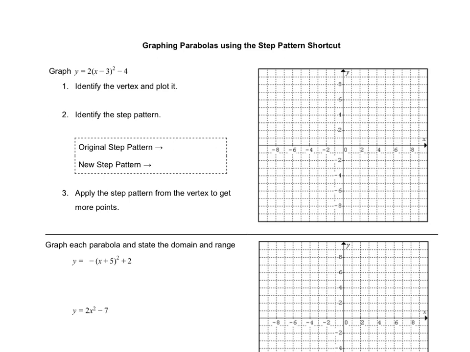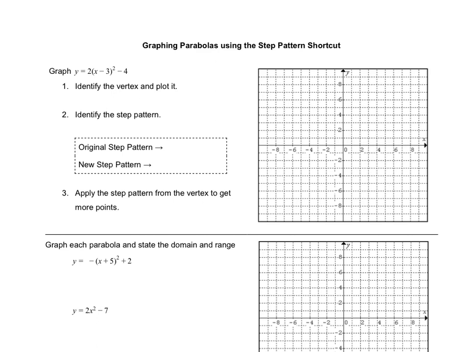Now that we know the parabolic transformations and we know how to graph a parabola using transformations, I'm going to show you a shortcut to graph a parabola just using the vertex and the step pattern. So your first step, when you get your equation, it should be in vertex form. And then let's state what the vertex is.